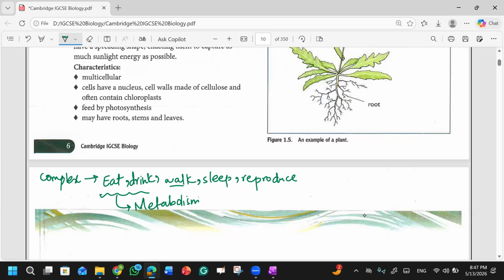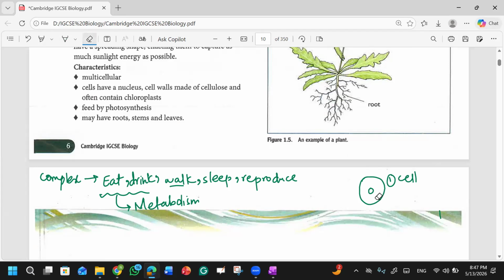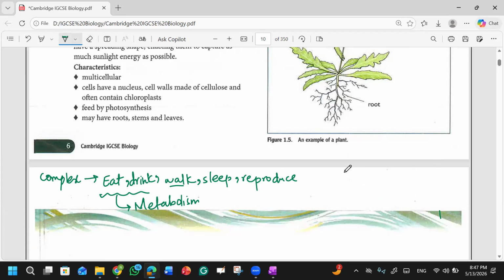That is why the animals are multicellular, because this is just one cell. I have drawn one cell. Okay, there are many cells. The animals are multicellular because they are complex. They perform many activities, and those activities are working systematically in our body. Okay, there is a systematic working.